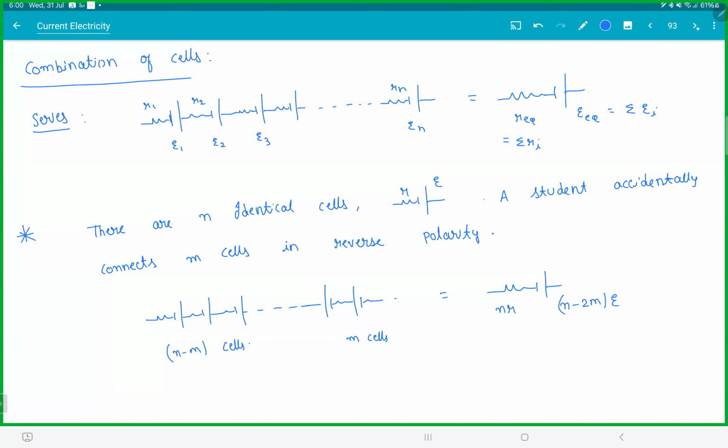Next one is all theoretical things. What happens if you keep them in parallel? Any doubt so far?